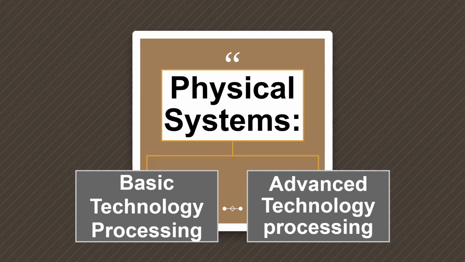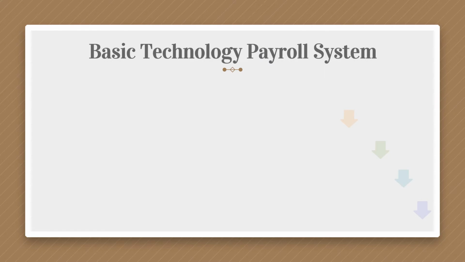In the advanced technology processing system, or what we call the integrated technology system, the manual-based activities are at a minor level, and the technology is taking the majority of activities, either in automated form or in the digital filing process. So let's go through them one by one. We start with basic technology. Let's see the basic technology payroll system.